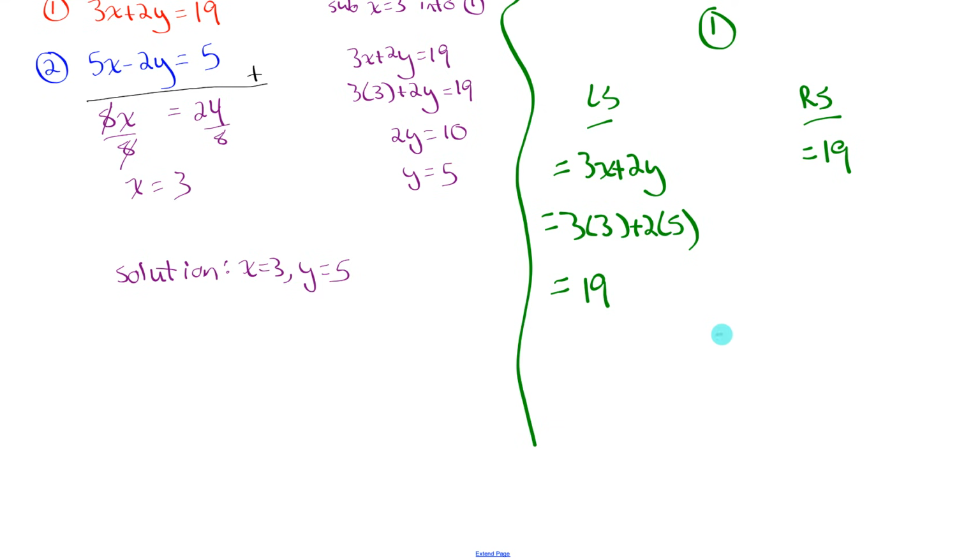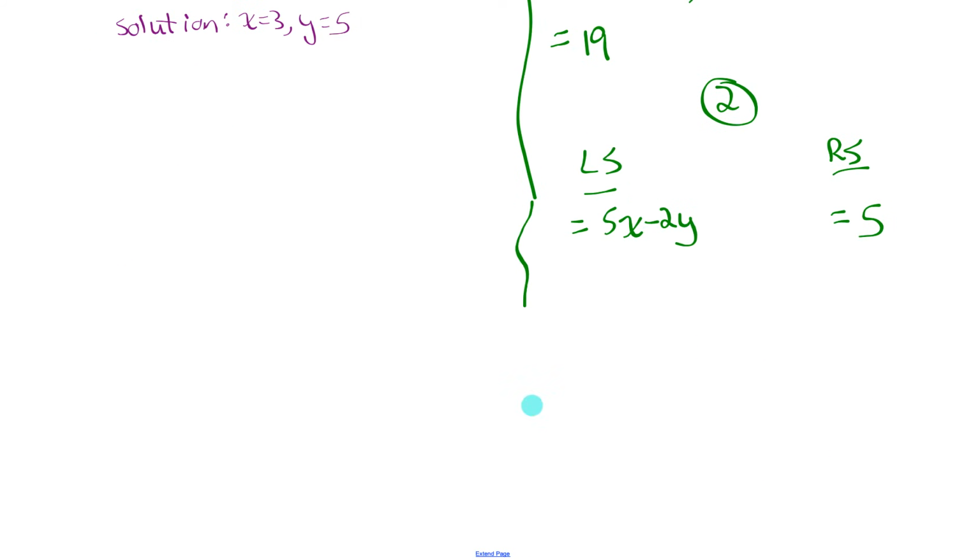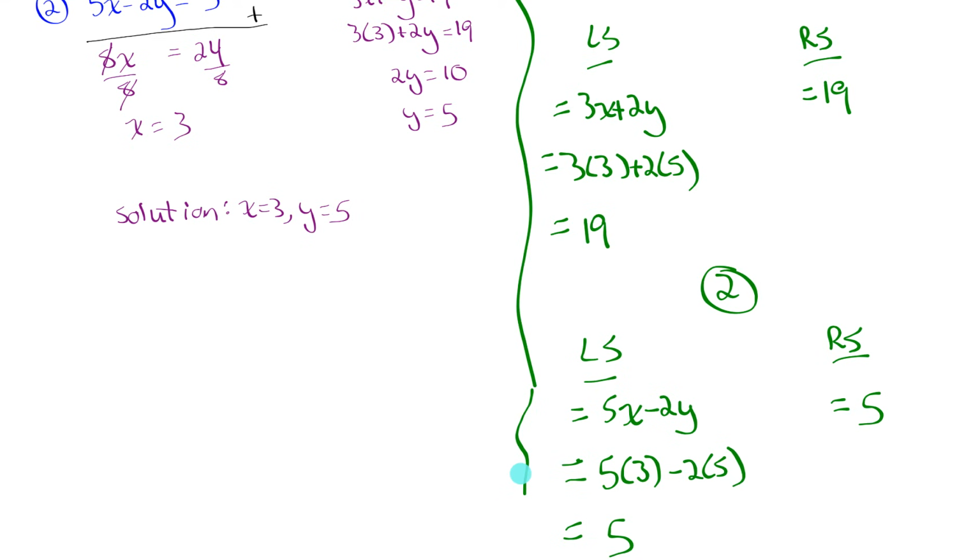If I can verify that it's also on equation 2, that tells me that that in fact is the point where the lines intersect and it is the correct solution. So let me do a left side, right side check for equation 2. Equation 2 was 5x minus 2y on the left, and on the right, it was 5. Let's sub in the solution, which was 3, 5. So sub in 3 for x, 5 for y, and I get 15 minus 10, which is 5. Once again, left side and right side are equal. So that point, 3, 5, is on line 2 as well. Since the point is on both lines, that's where the lines intersect. This must be the correct solution.